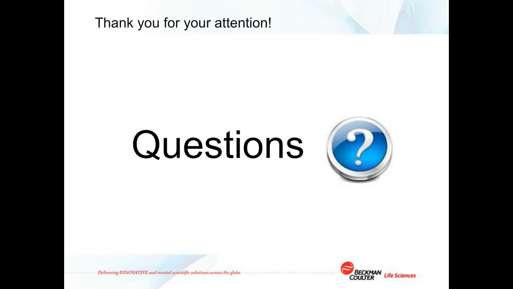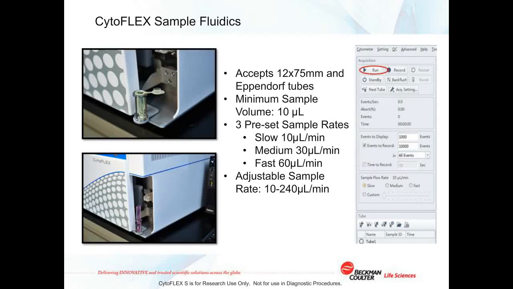Thank you. And our next question: could you give the speed of the sheath or sampling flow? Yes, I've loaded up a slide to show this. We have 3 preset sample rates: slow, which will take up 10 microliter per minute, medium, 30 microliter per minute, and fast, which will take 60 microliter per minute. However, you also have a custom sample flow rate slider in which you can go all the way up to 240 microliter per minute.